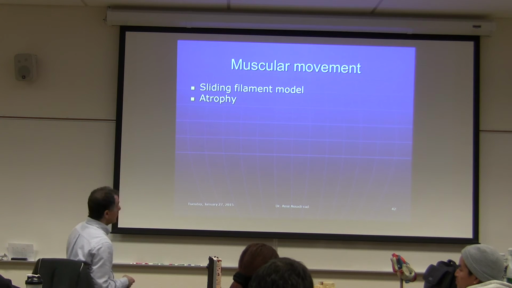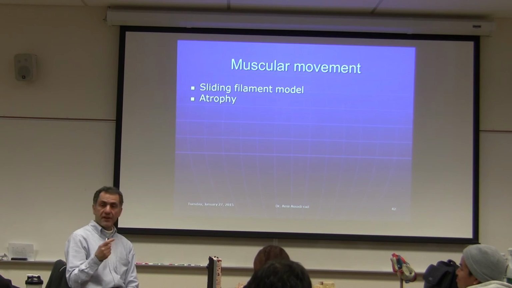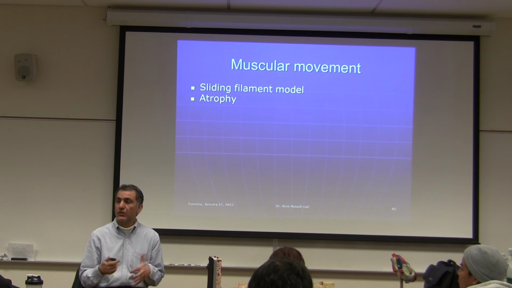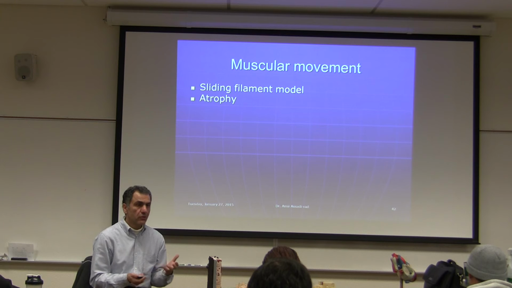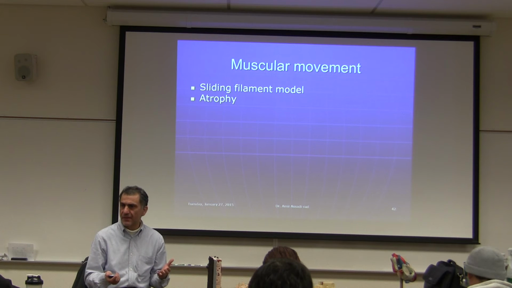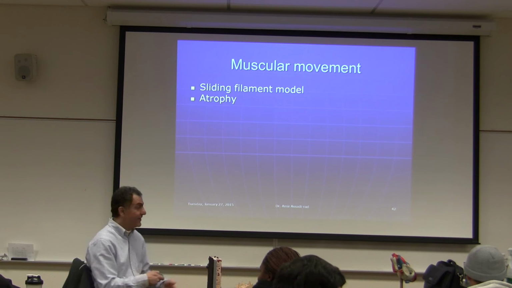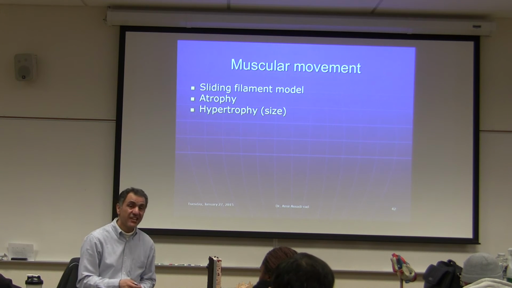Sliding filaments model, they talked about it a little bit, and I will go over it. Just hang on. Atrophy, when the muscle cells die, it's called atrophy. You don't use them, you lose them. There's an expression, use them or lose them. Eric, you know what I'm talking about. No? Hypertrophy, it means the size of the cell increases.